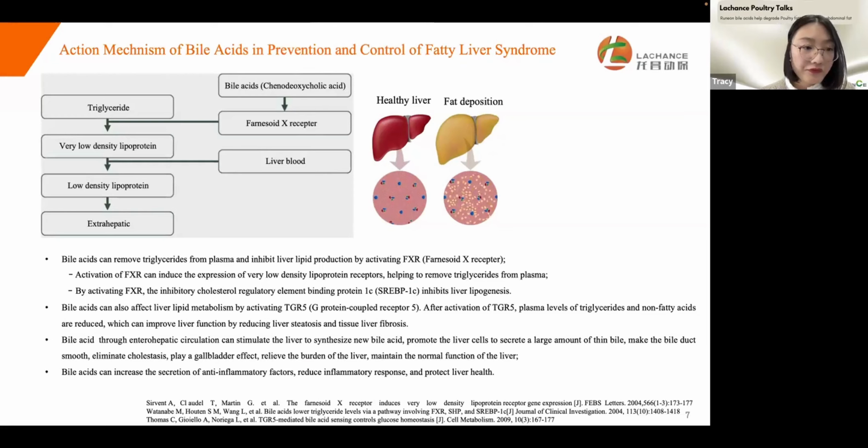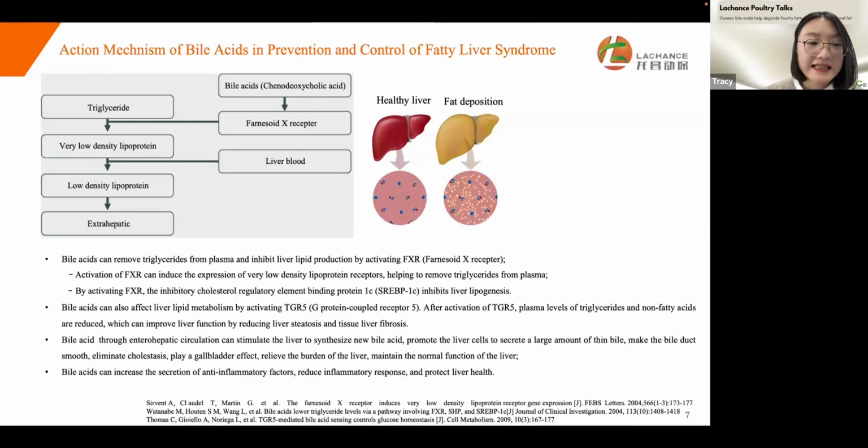Activation of FXR can induce the expression of very low density lipoprotein receptors, helping to remove these triglycerides from plasma. And also by activating FXR, the inhibitory sterol regulatory element binding protein 1C inhibits liver lipogenesis. So this is the detail of the first action mechanism of bile acids.